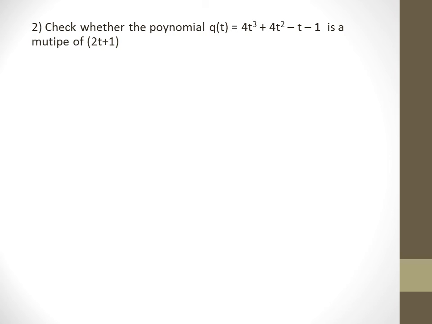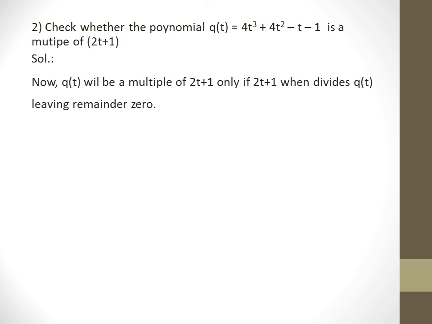So here what is the divisor polynomial? 2t plus 1. What is its zero? q of t is a multiple of 2t plus 1 only if 2t plus 1 divides q of t, leaving remainder 0. So now equate 2t plus 1 with 0. What is t? Minus 1 by 2. Here, in place of x, t is the variable used. You can use any variable. It is not necessary that every time it should be x. You can use any other alphabets also. So here they have used t. So what is the value of t? It is minus 1 by 2.